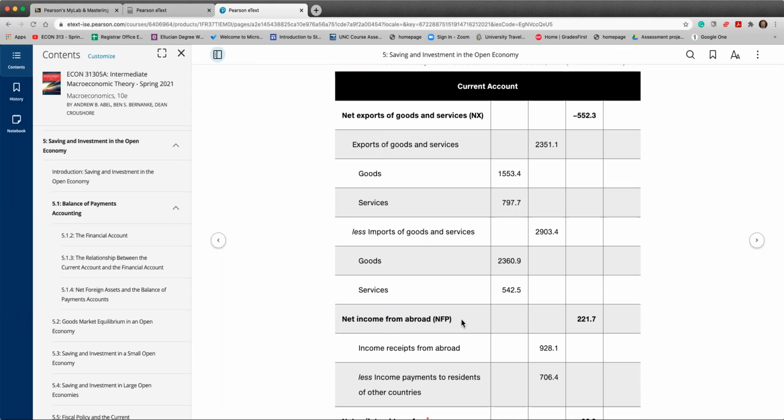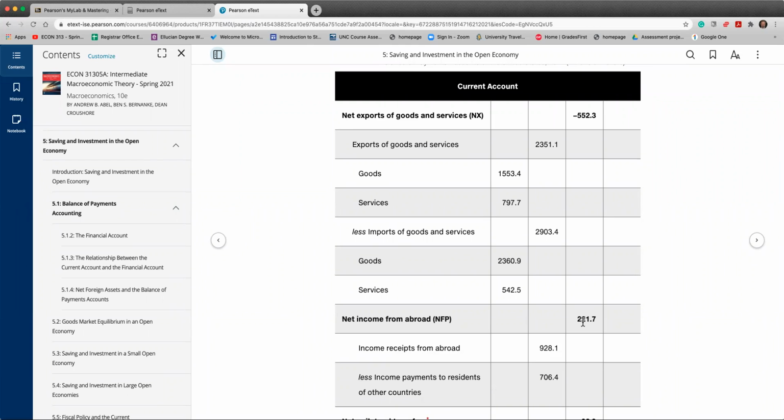Let me tell you ahead of time, we're going to assume for our model that these net factor payments are essentially zero. That's not true, of course, but it makes the model simpler to think about. And if we assume that it's zero, then all we have are exports and imports of goods and services. And you can see that the exports and the imports overall are more than 10 times higher than net income from abroad. This is a smaller component.